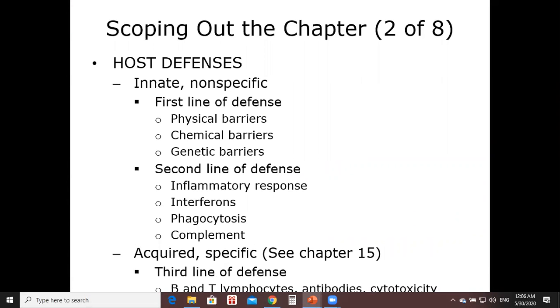So host defenses. First off, you have innate, which are non-specific, and then you have acquired, which are specific. We'll get into that with chapter 15. But for innate or non-specific, the first line of defense is physical barriers, chemical barriers, and then genetic barriers. And then the second line of defense is inflammatory response, interferons, phagocytosis, and complement. Then that's when you get into acquired. That's the third line of defense.